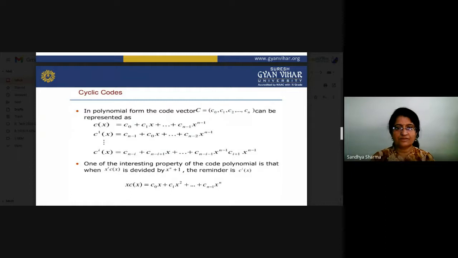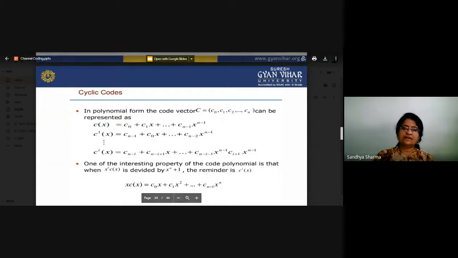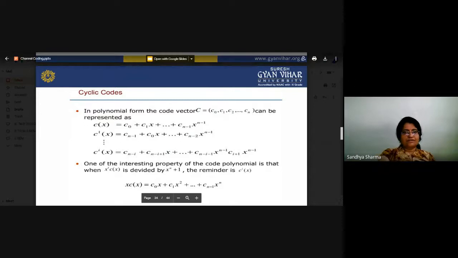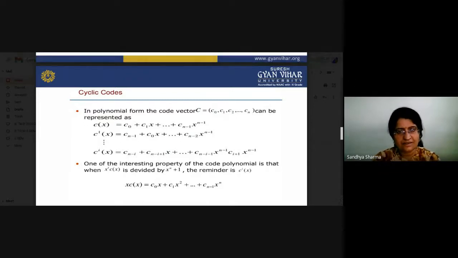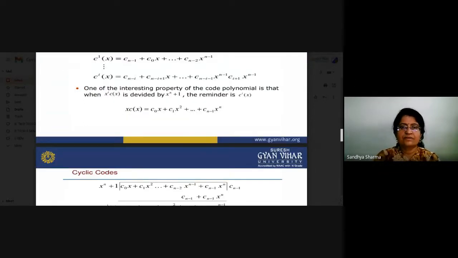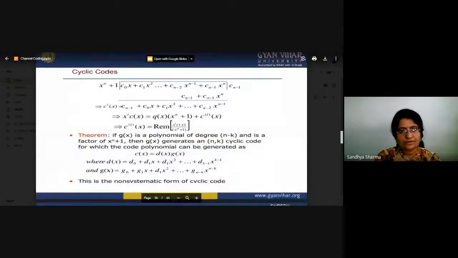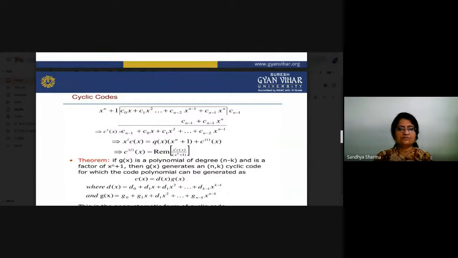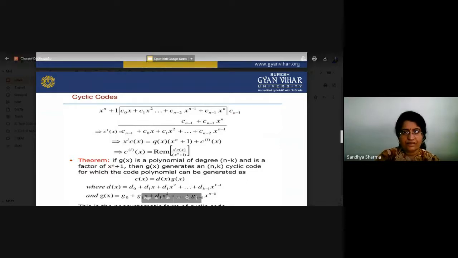If you are shifting by one bit, you can write it in this way, c0x. That is basically the cyclic shifting. You can shift again by the ith bit, and that is represented in this form. So if you want to calculate the ith position, you divide by x^n plus 1. What about the x^n? n is the code word length. So you can find it in this way.